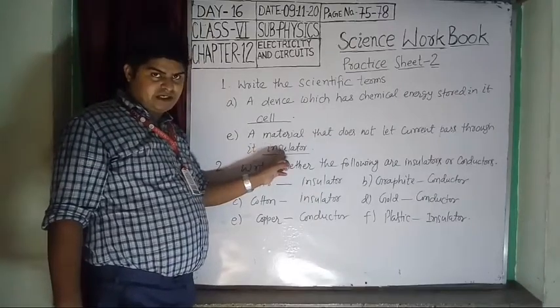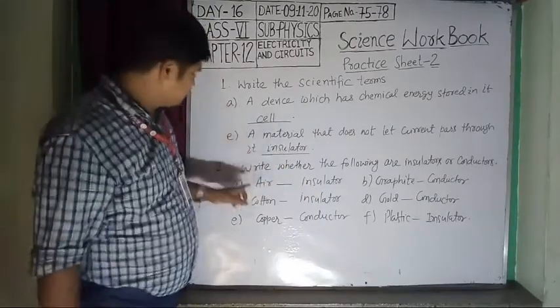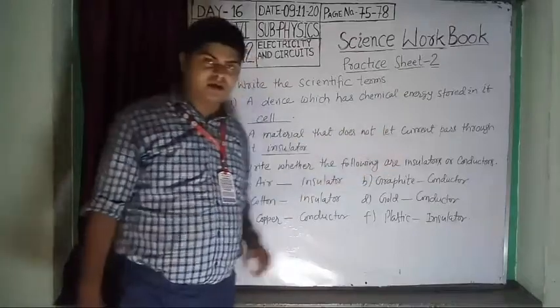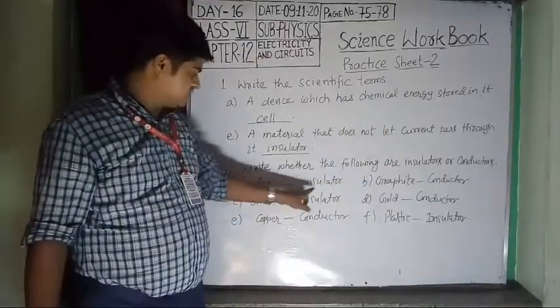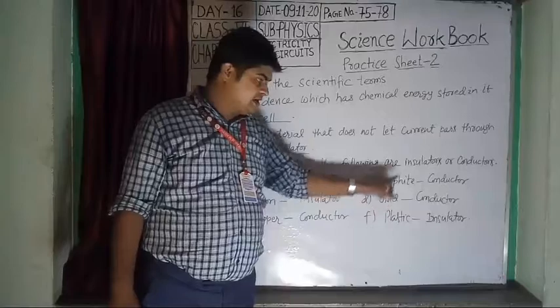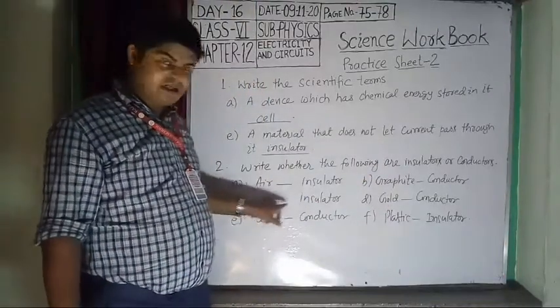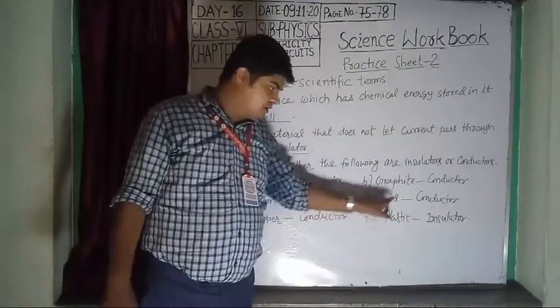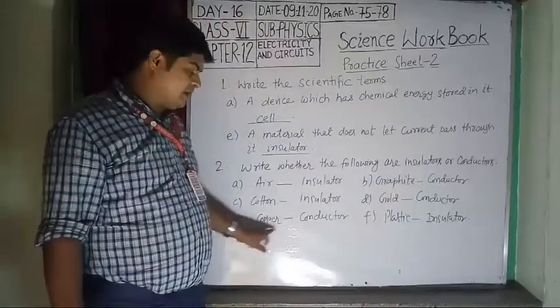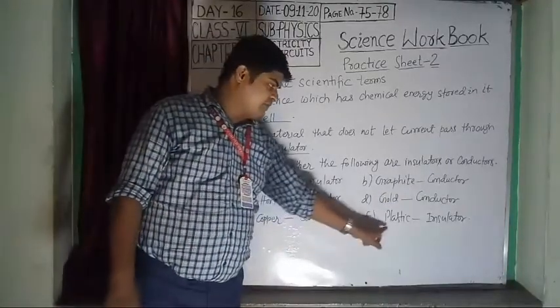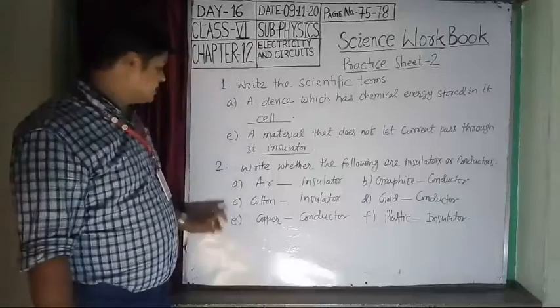Question E: a material that does not let current pass through it. Answer is insulator. Now see question number 2. Write whether the following are insulators or conductors. A, air, insulator. B, graphite, conductor. C, cotton, insulator. D, gold, conductor. E, copper, conductor. F, plastic, insulator.